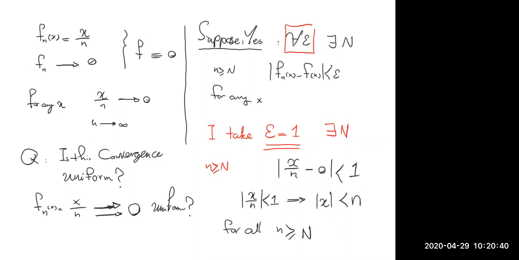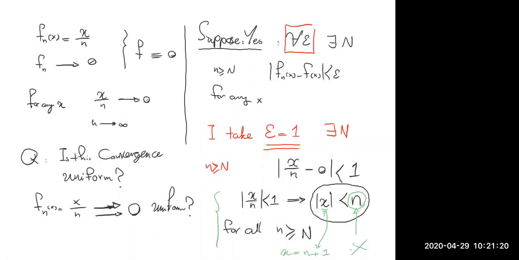Is it correct that for every x, |x| is less than n for all n greater or equal than N? Is this a valid statement? No. As you mentioned, no, because we can always choose an x which is larger than n. Fix any n you want, take any large n. This x can be any real number. You can take x to be n plus 1. Of course, that's not less than n.